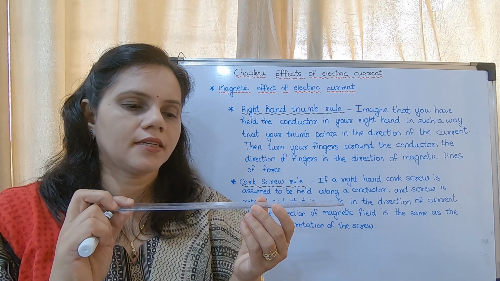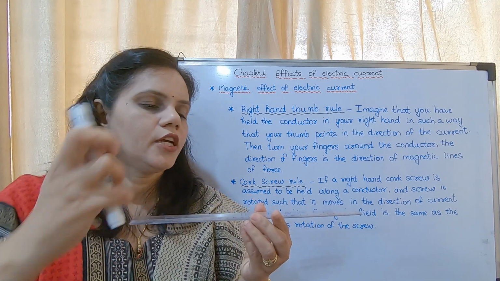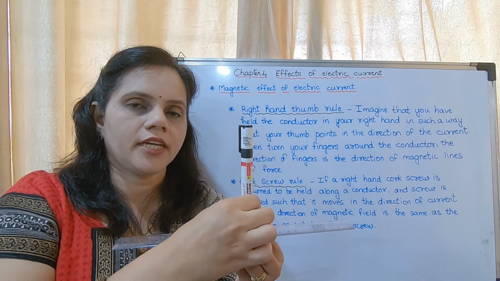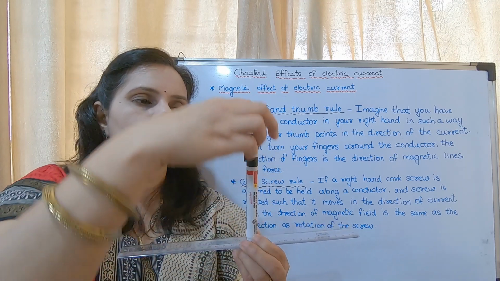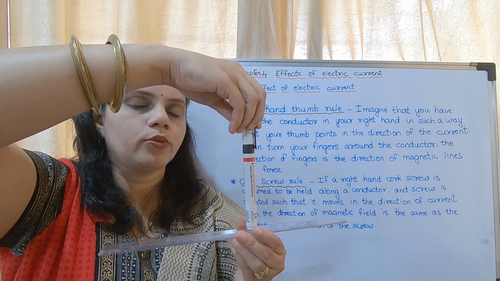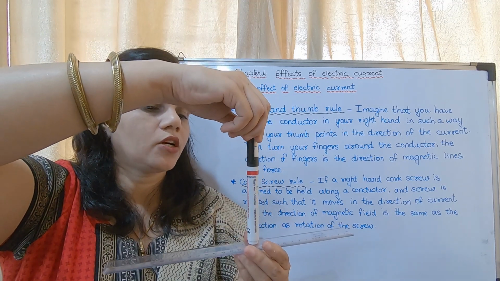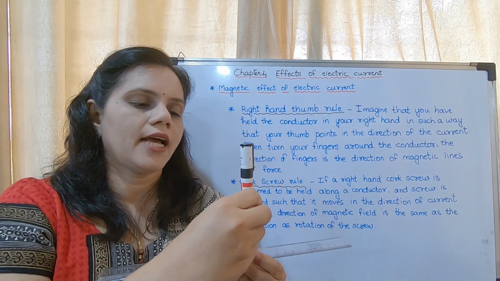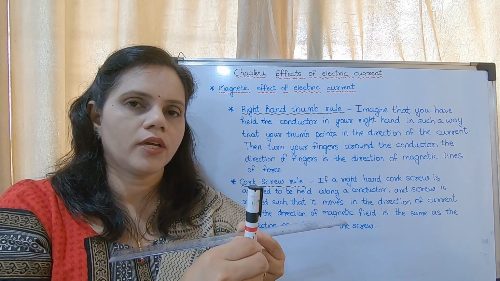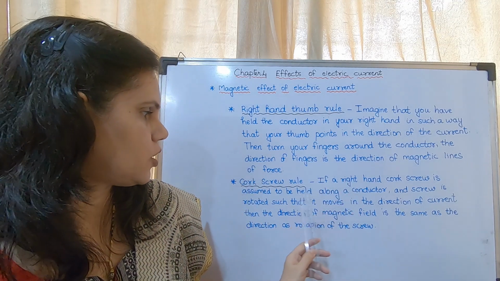This is the conductor or any surface. You are putting the corkscrew like this. How will you move it? You are moving it in this direction. As it is moving in this direction, it will go down. Are you getting it? So you are moving the corkscrew in this direction. As it is moving, it will go down. That means this is the direction of the corkscrew. What is the direction of the corkscrew? It is the direction of current.